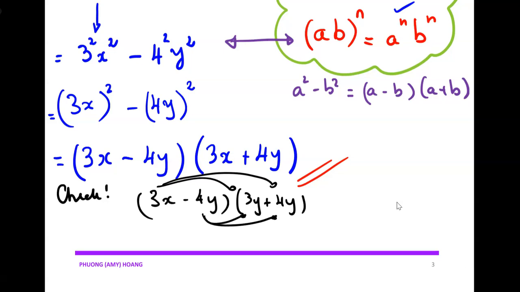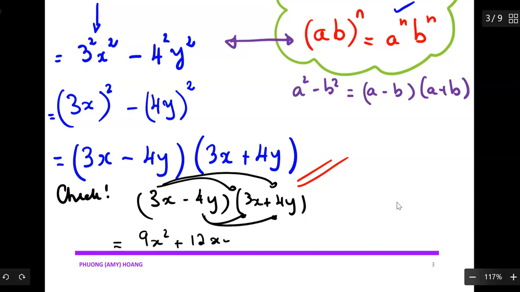So take a look at this, right? This should be the x, I'm sorry. Now what we have is 9x squared plus 12xy, subtract 12xy, since y times x is the same as xy, and subtract 16y squared. Now you see you can cancel the two middle terms, and what you are left with is 9x squared subtract 16y squared as the result, right?